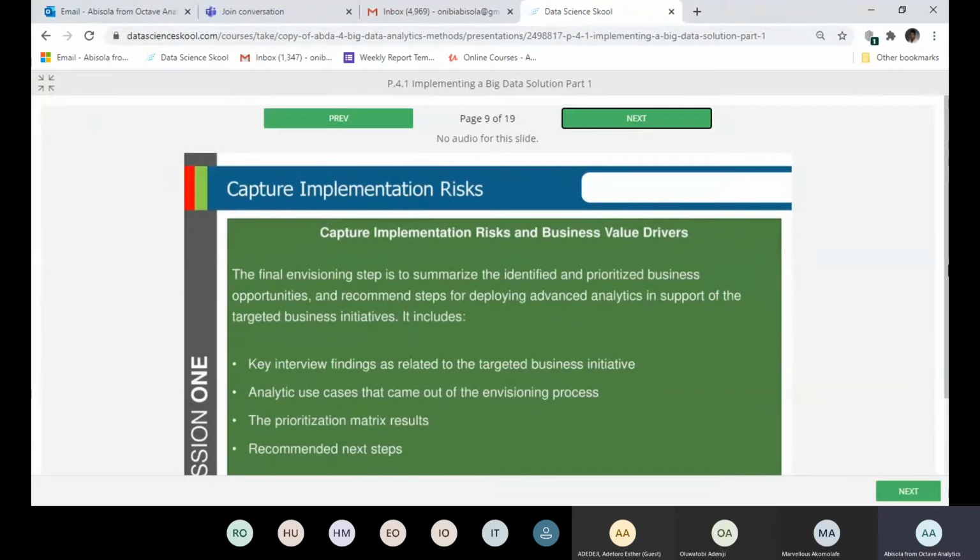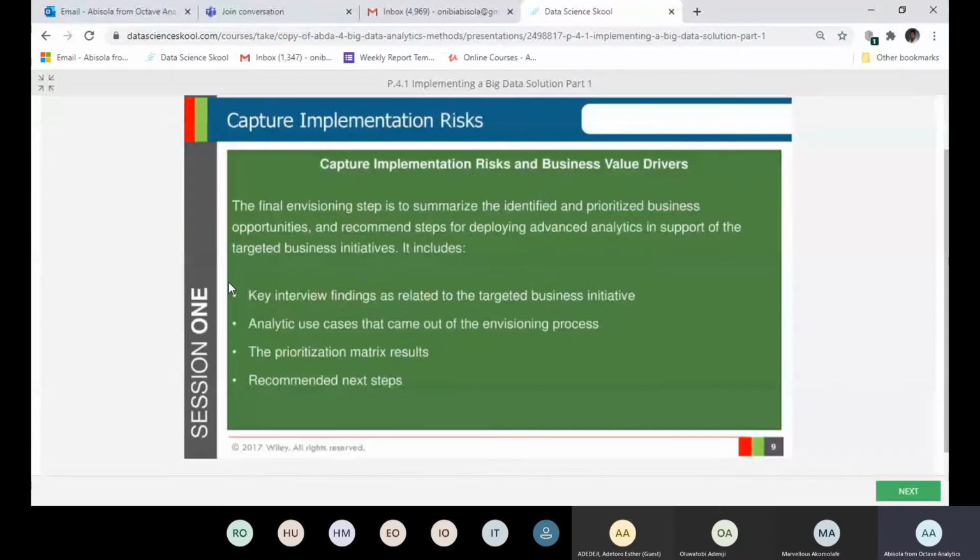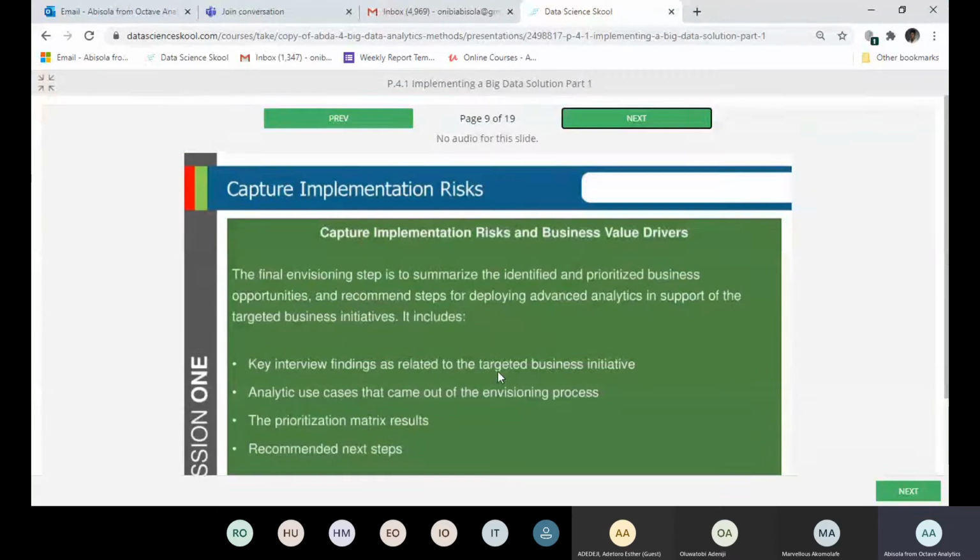You document key interview findings as related to the targeted business initiative. Like I said, business initiative, that is the goal of a company, the vision of a company. So you are checking what you found from your interviews as related to this business initiative. You always have to have this business initiative in mind, because creating a solution for a company that is not targeting the business initiative is like a waste of time, because they tell you that this will not help us. So please, we don't want your solution. So that is one of the things you're documenting.